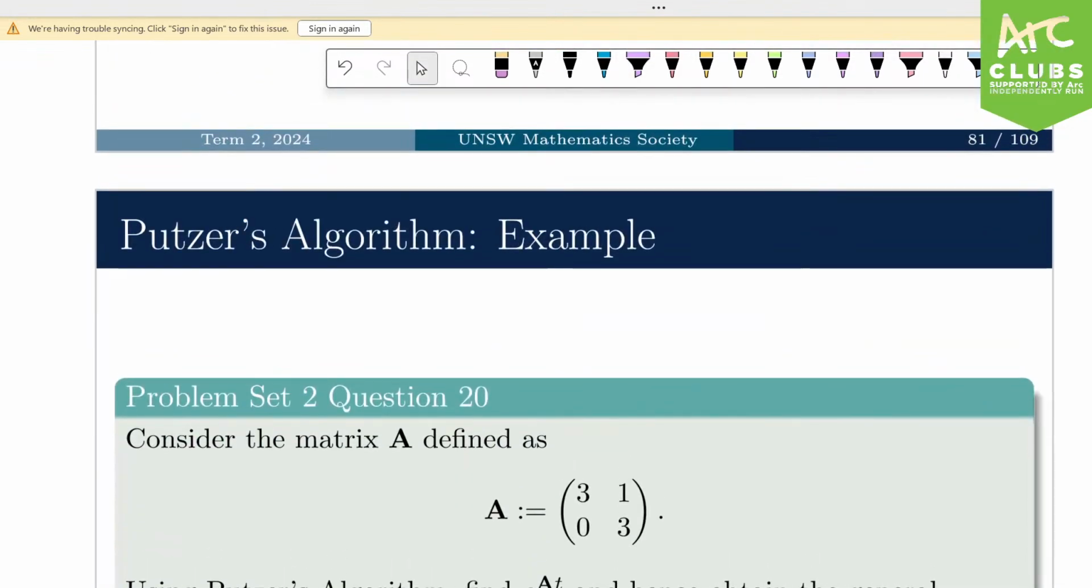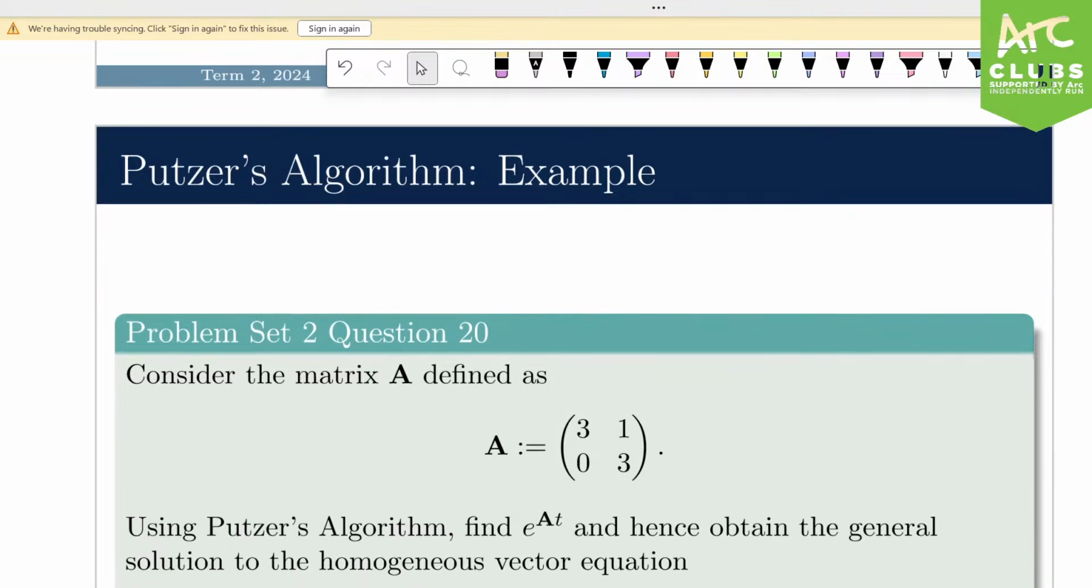So let's actually look at an example of Putzer's algorithm. Suppose a matrix A is given by this. Using Putzer's algorithm, we want to find e to the At and hence obtain the general solution to the homogeneous vector equation x dash is Ax.